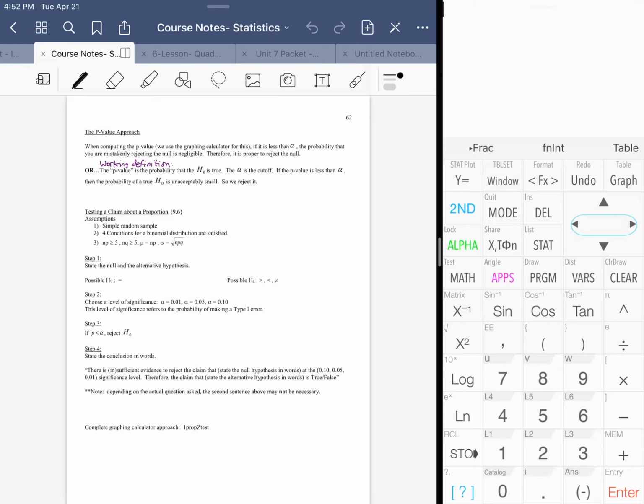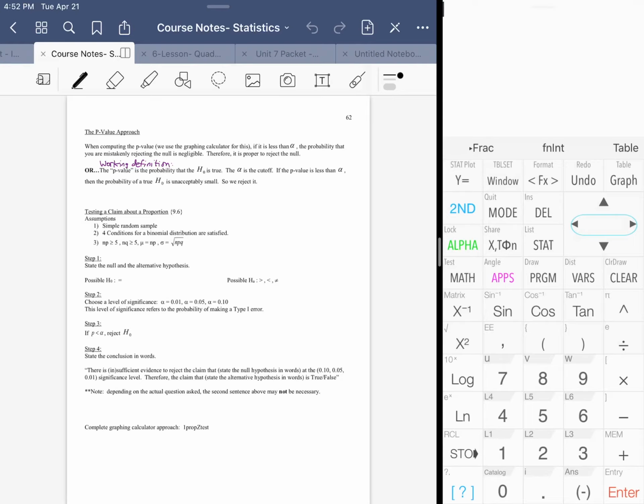Then you choose an alpha value. If the alpha value is given in the problem, then you just go with that. If not, then you could choose whatever you want. The most common one selected is 0.05, so when in doubt, just go with 0.05. Step 3 is the first part of drawing a conclusion. If the p-value is less than the alpha, then we reject the null hypothesis. And then once we have that, we can state the final conclusion in words following this particular template.